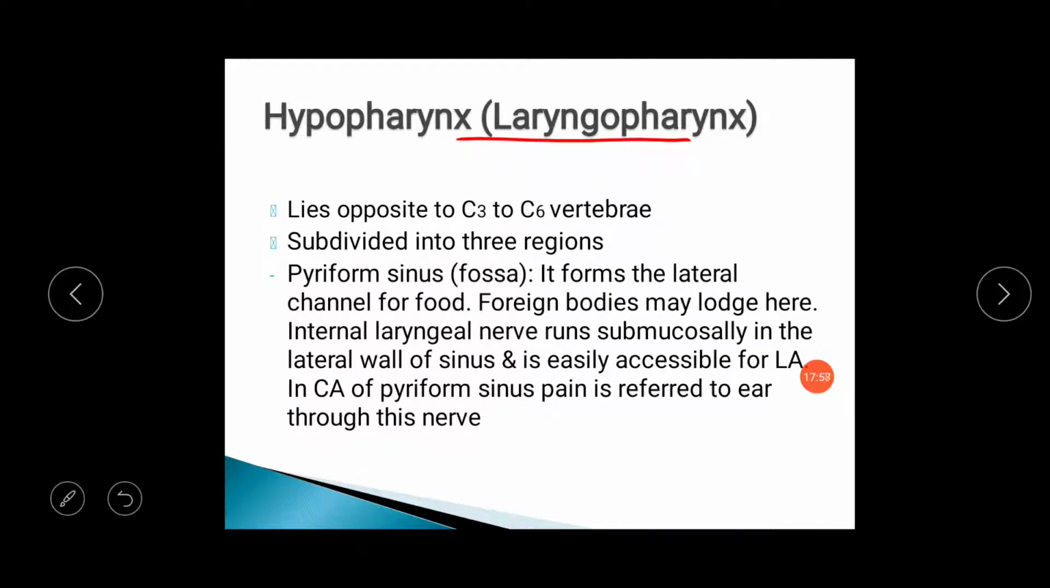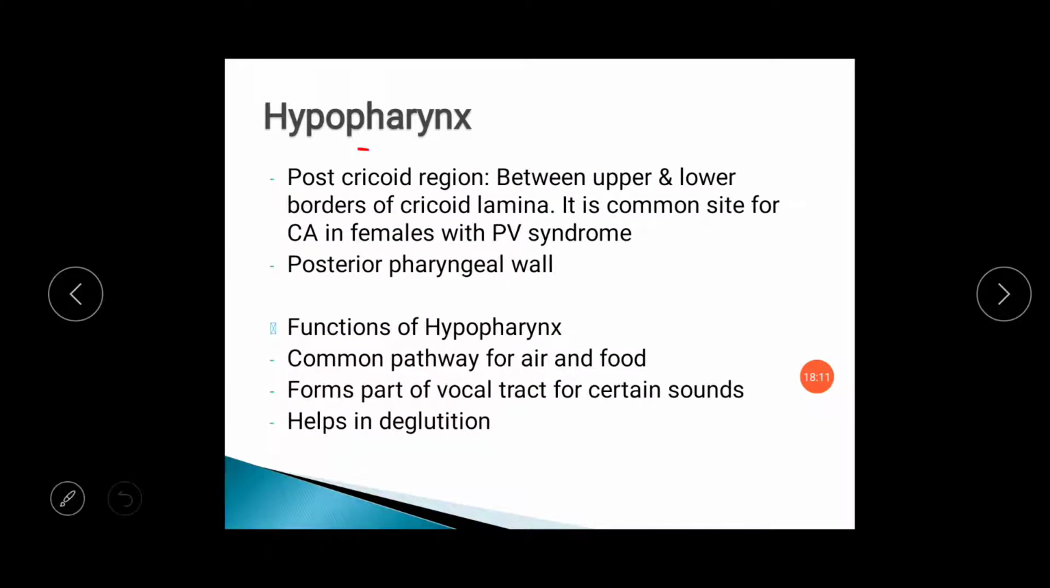The hypopharynx is the most inferior and third part of the pharynx. It lies from C3 to C6 vertebra. There are three main parts of the hypopharynx, mainly the region and wall.